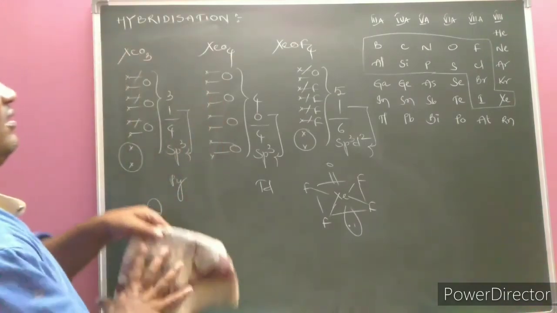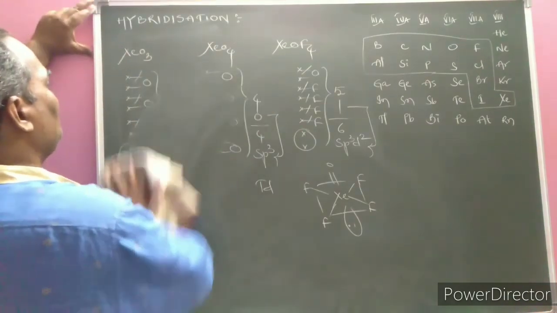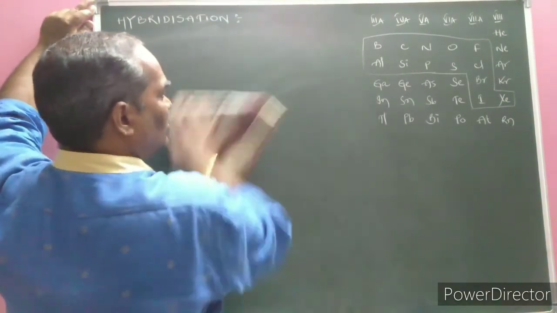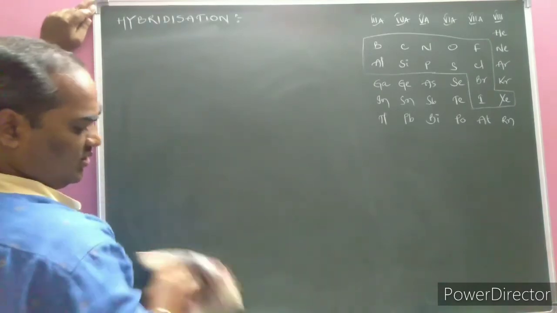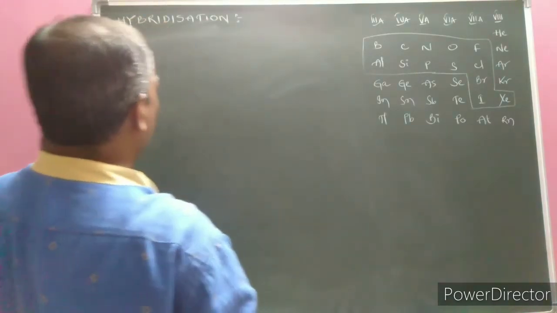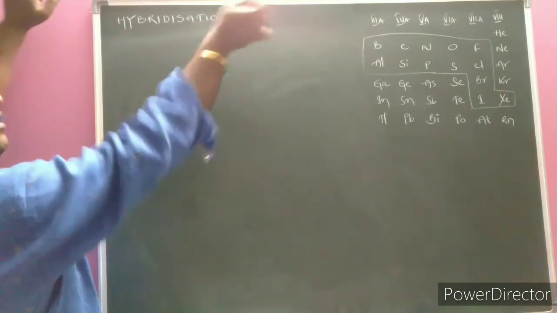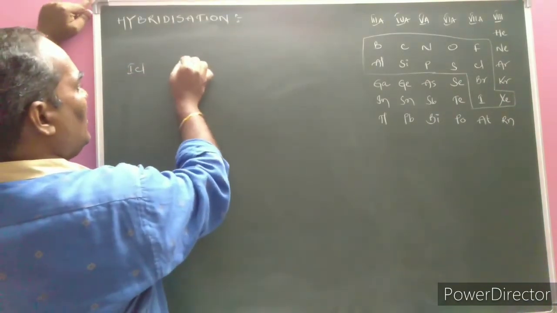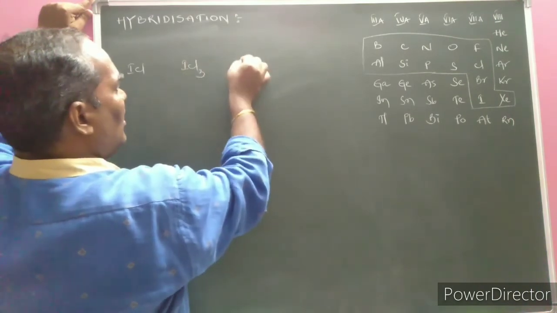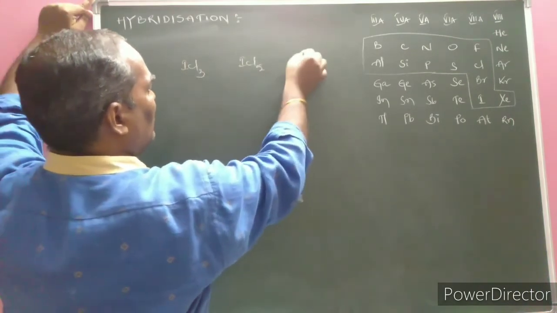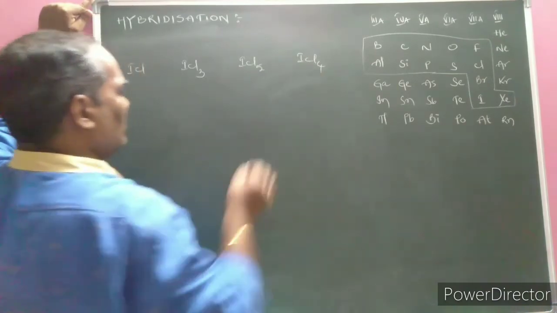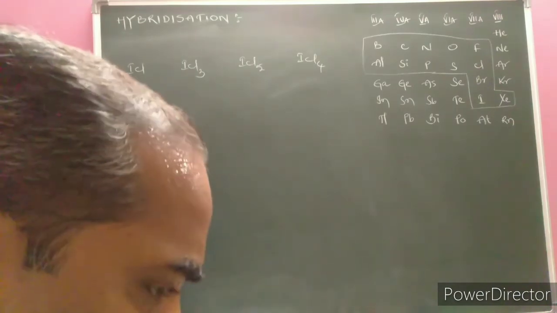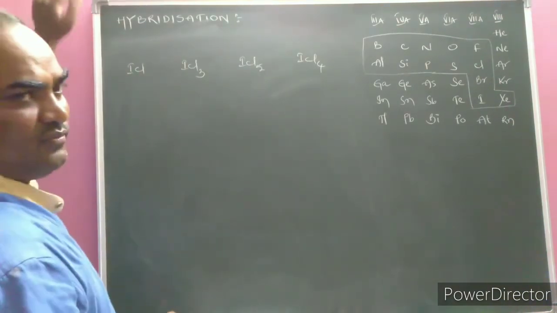Now take any example which comes under hybridization. For example, here, among ICl, ICl3, ICl5, ICl4 is given. Let us see, in these options, which of the following is not possible, like the question.